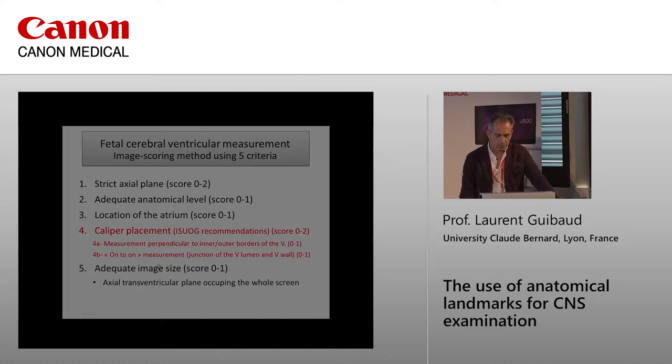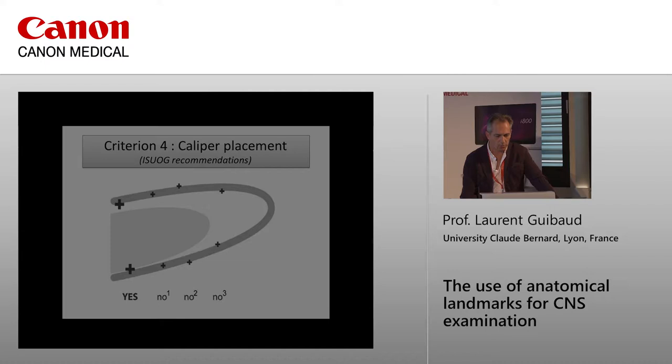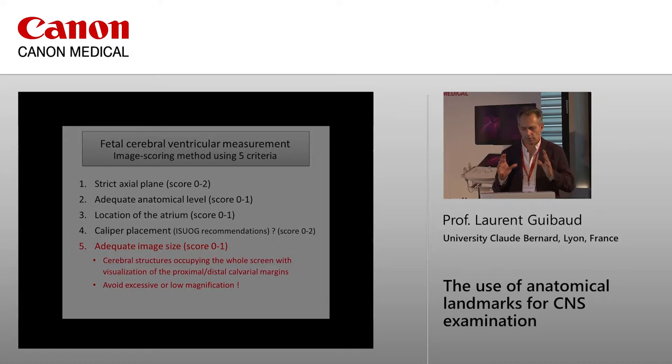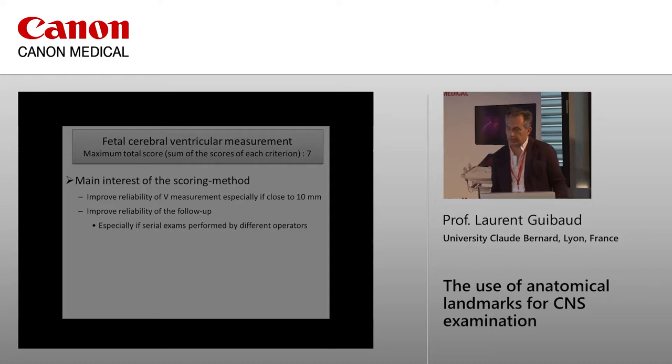So, how to measure and how to place the calipers? You know it's on-to-on, orthogonal to the ventricle wall. And you should have a good magnification to see the proximal and distal calvarium margins. And you should avoid excessive or low magnification. The main interest is to improve your reliability for measurements which are close to 10 millimeters, and improve also the reliability of the follow-up, especially if serial examination was performed by different operators.